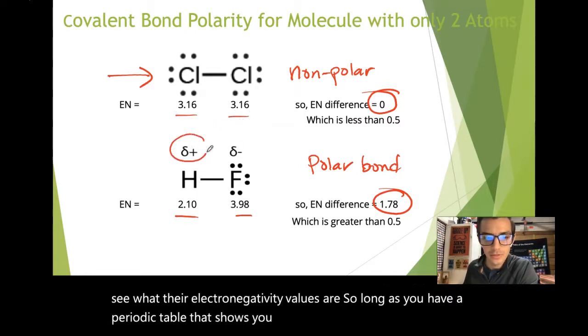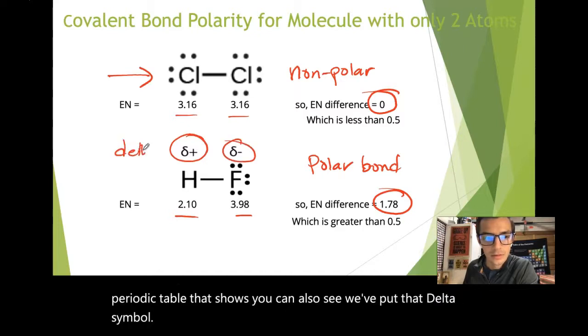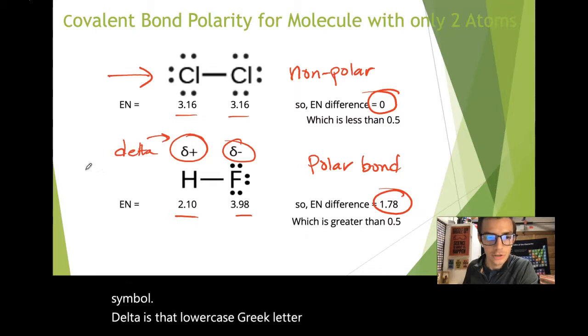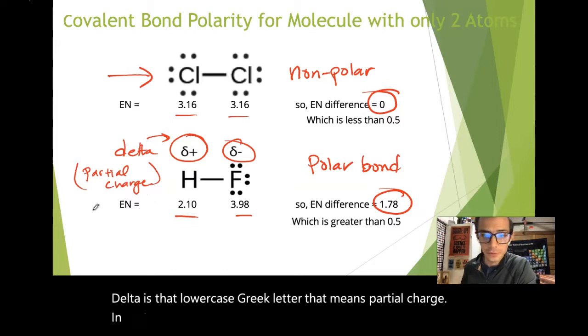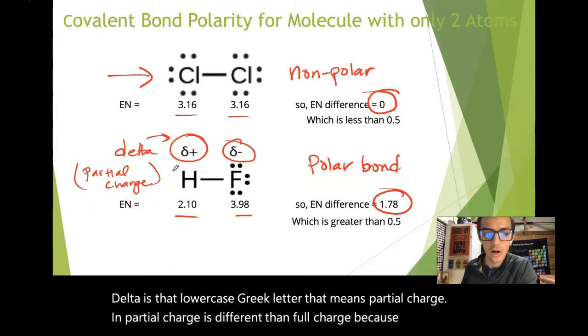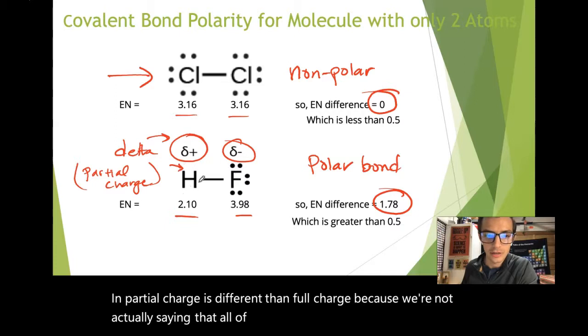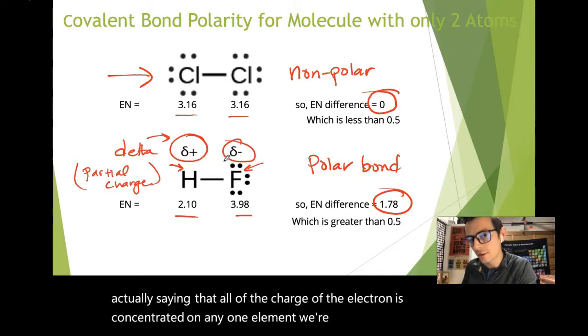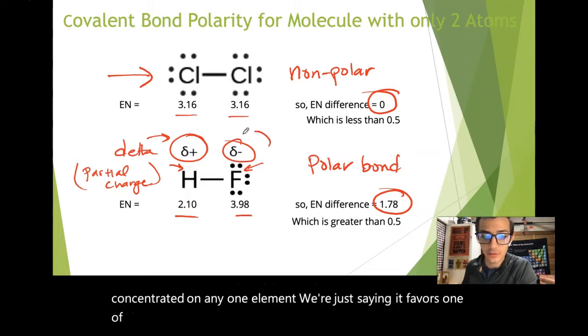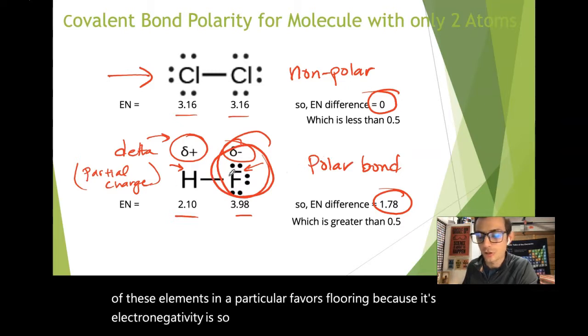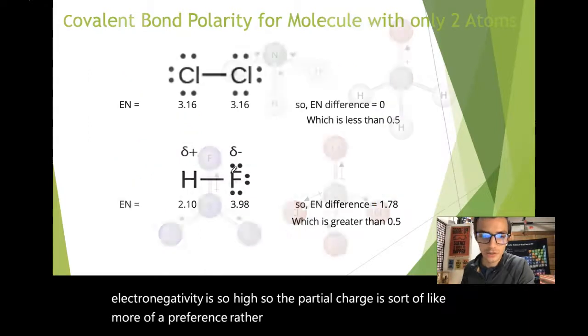You can also see we've put that delta symbol. Delta is that lowercase Greek letter that means partial charge. And partial charge is different than full charge because we're not actually saying that all of the charge of the electron is concentrated on any one element. We're just saying it favors one of these elements. And in particular, it favors fluorine because its electronegativity is so high. So the partial charge is more of a preference rather than a total charge.